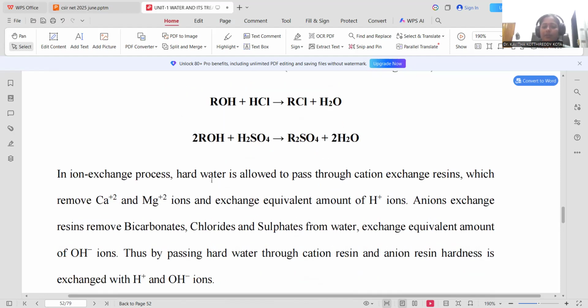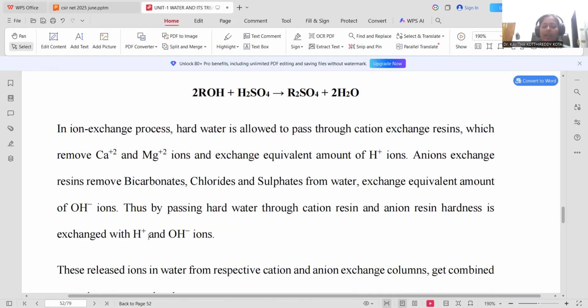In the ion exchange process, hard water is allowed to pass through cation exchange resins to remove the calcium and magnesium cations. An equivalent amount of hydrogen positively charged ions will be released. Whereas anion exchange resin is able to remove the bicarbonates, chlorides, and sulfates from the water, and an equivalent amount of hydroxide is released into the water. Ultimately, you can achieve the formation of water as a demineralization process.